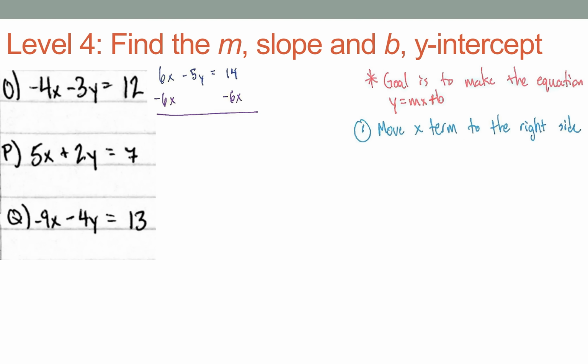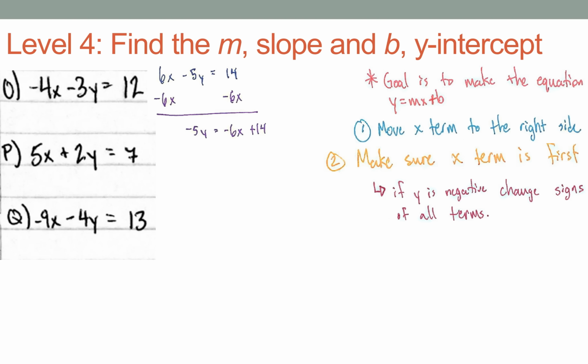You're right. So let's go ahead and take a look. We're going to make sure that the x term is first. So I have negative 5y equals negative 6x plus 14. Okay, and that y has a negative coefficient, so I'm going to change the sign of all the terms, aka divide or multiply everything by negative 1. And what that will do is change that negative 5 to positive, that negative 6 to positive, and that positive 14 to a negative 14.